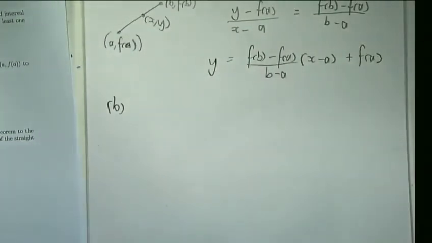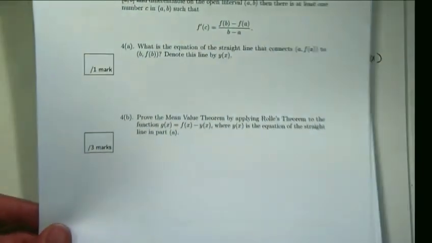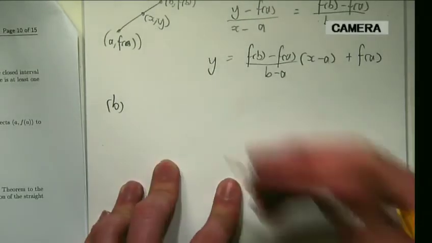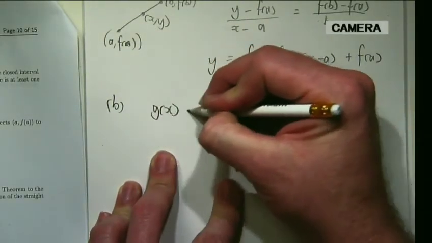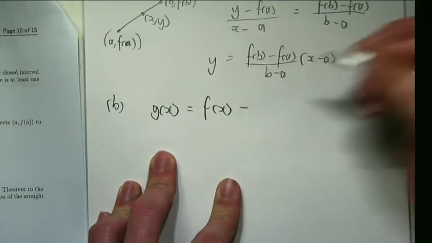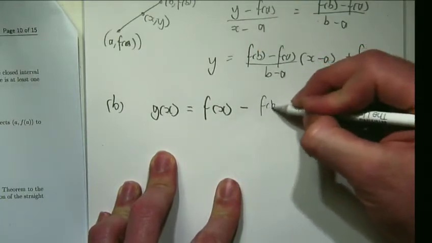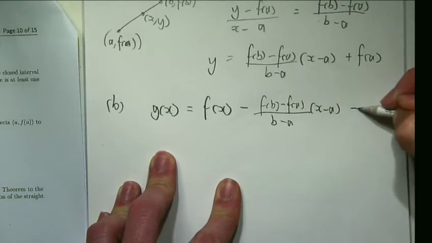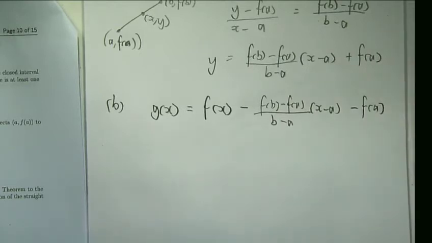Okay, part B says, prove the mean value theorem by applying Rolle's Theorem to the function g of x equals f of x minus y of x, where y of x is the equation of the straight line in part A. Right. So, they've told us that we've got g of x equals f of x minus y of x. So that's g of x minus the equation of the line. And we're supposed to apply Rolle's Theorem to it. Okay.